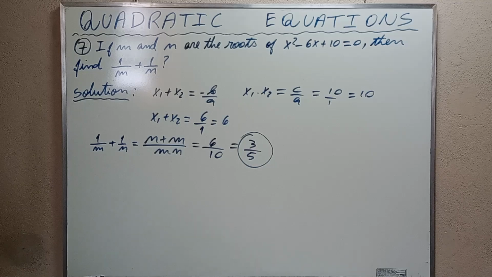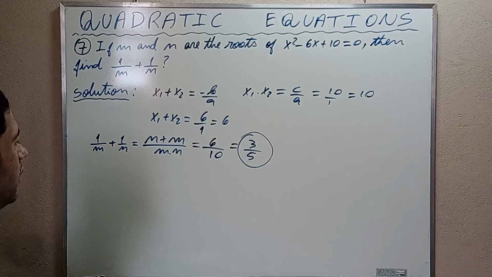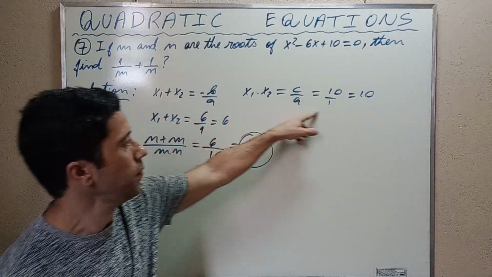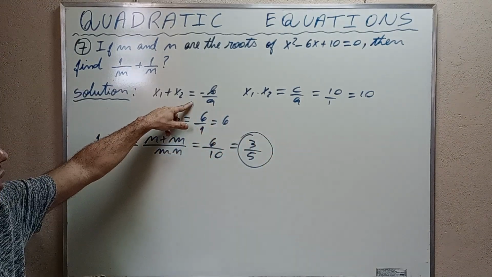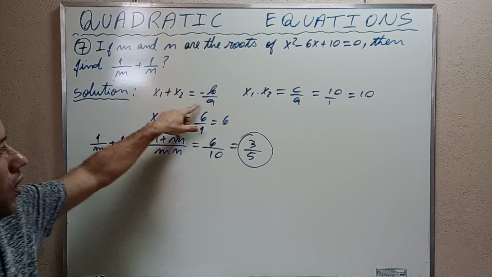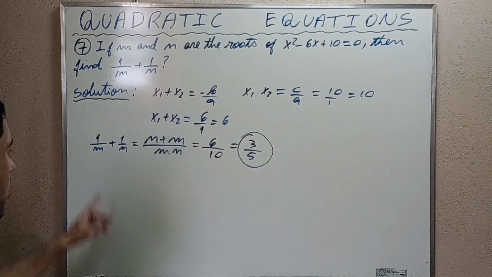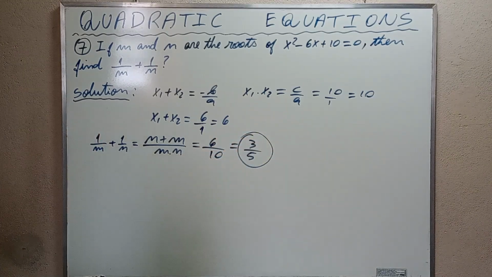The exercise wanted us to find 1 over m plus 1 over n, and we use this alternative way. I demonstrated to you how we find this negative b over a, and I invite you to try to demonstrate this in your house. Using this here, we find the solution of the exercise. Okay, my friends? And this is all for exercise number 7. Let's go to the next. Let's go to exercise number 8.